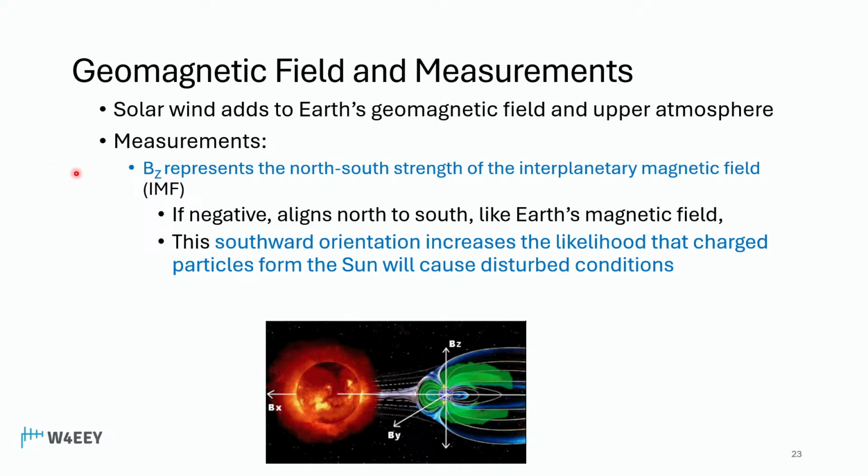All right, finally some blue text. Bz represents the north-south strength of the interplanetary magnetic field, meaning what we're getting from the sun, the solar wind and the particles. If Bz is negative, then it aligns north to south like the Earth's magnetic field. This southward orientation increases the likelihood that charged particles from the sun will cause disturbed conditions, which in terms of propagation happiness, anytime we've got something disturbed, we're disturbed, okay? Disturbed usually means bad.